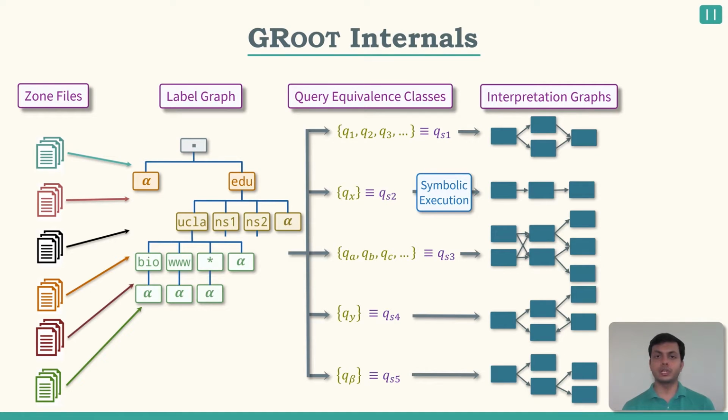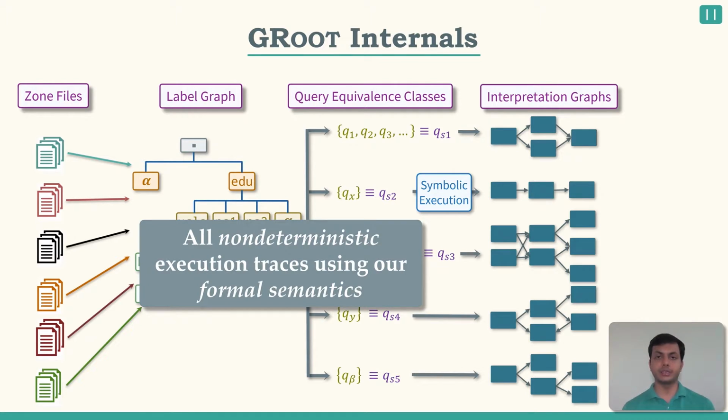Our symbolic execution algorithm builds an interpretation graph for each equivalence class, representing all non-deterministic execution traces that are possible in DNS for that equivalence class using our formal resolution semantics. A key insight that speeds up the verification is that the interpretation graphs can be built in parallel as the ECs are independent. And the other one is that multiple ECs with the same name but with different types can also be combined together and built as a single interpretation graph.